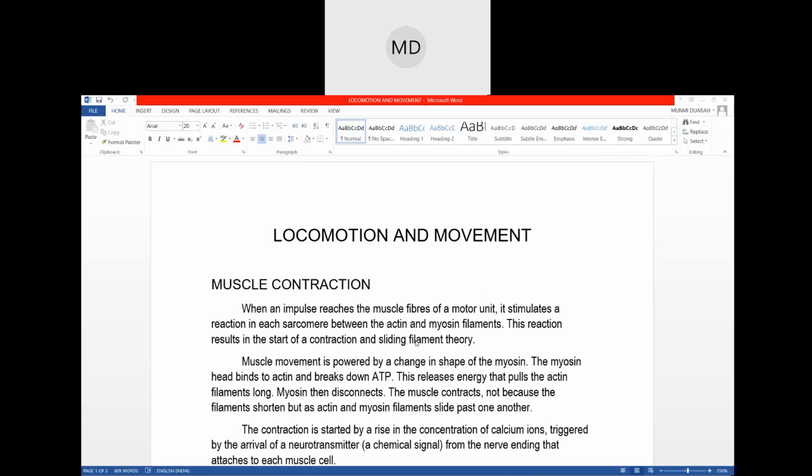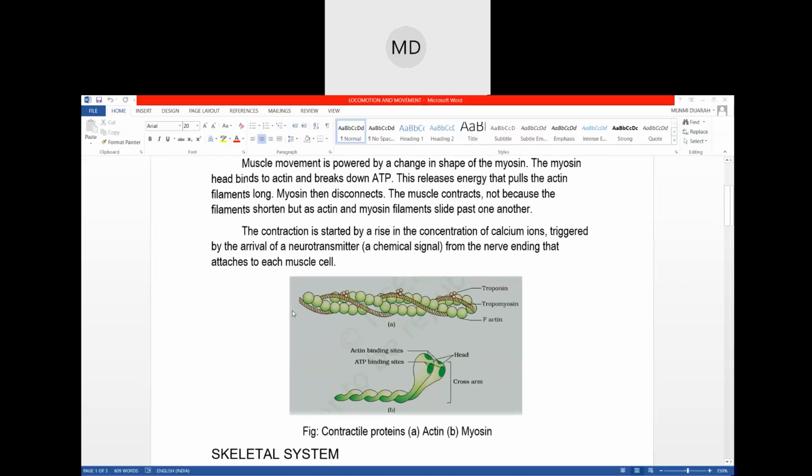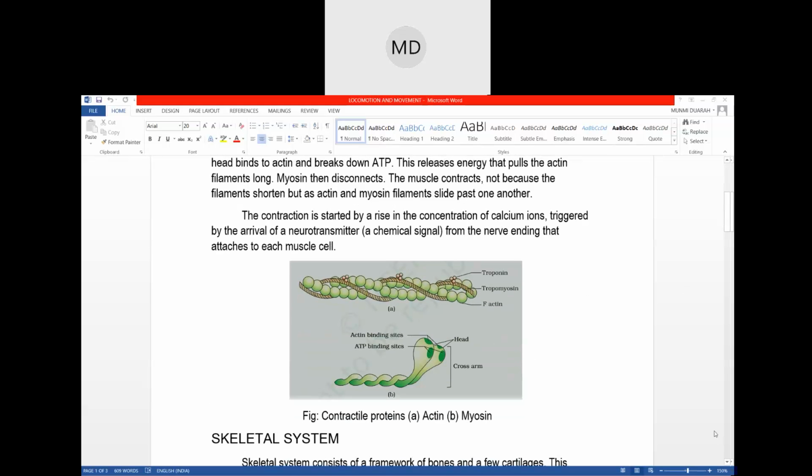Okay, that is known as the sliding filament theory, the process of muscle contraction. The muscle contracts and then we can move, right? The muscle contracts and then we can move. That is known as muscle contraction. Okay, there are two types of proteins. Let me zoom it a little bit.